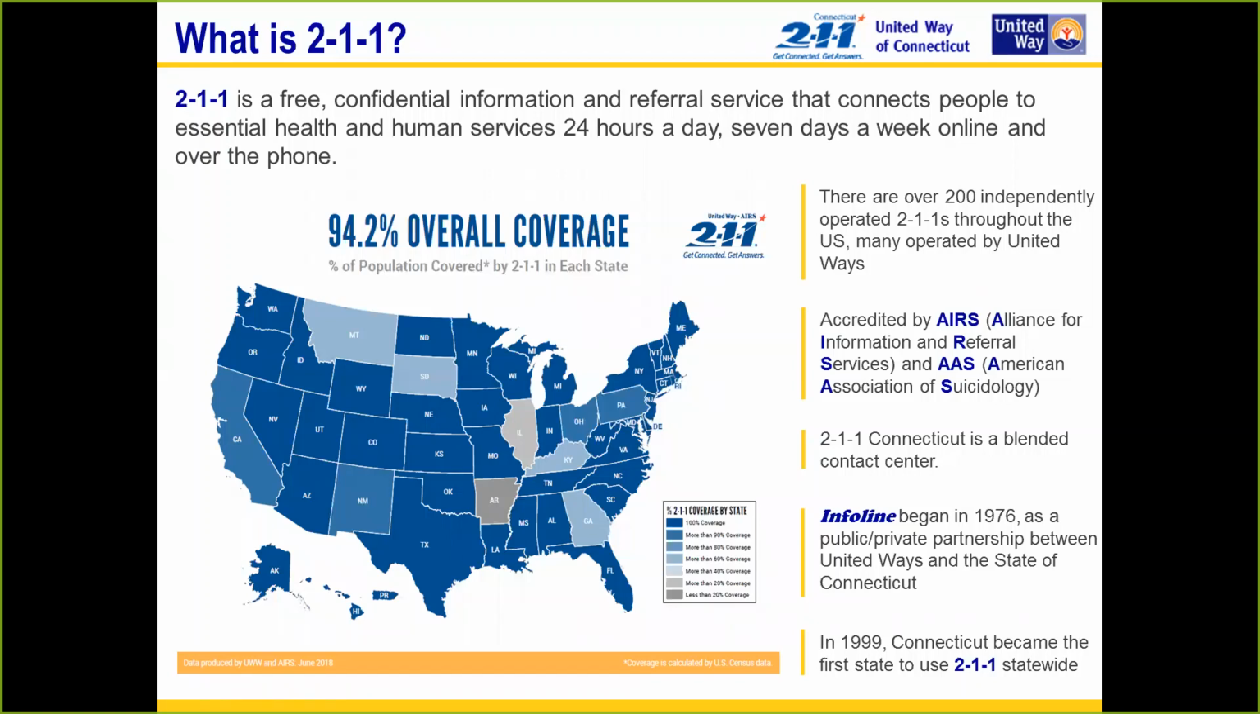Calls into 211 are anonymous and private, and the contact specialist here provides supportive listening. They'll do a brief screening to determine primary needs and then provide referrals to relevant community resources to meet those needs. 211 Connecticut has been working hard to get individuals connected to community resources for 42 years, and 211s across the country have also been engaged in this work for decades, which is why many 211s are playing an increasing role in grants and pilot programs and demonstration projects aimed at improving health outcomes by addressing unmet social needs.